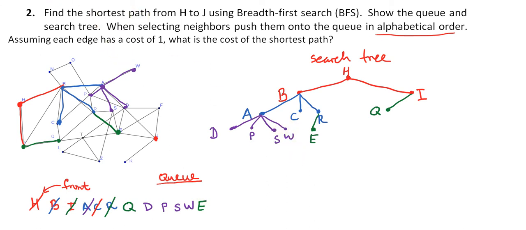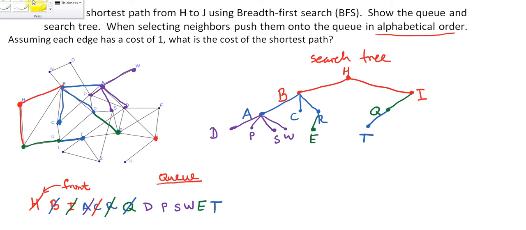Okay. After E, pop the front, which happens to be the letter Q. So that's this spot right here. And where can we really go? We've already been to C. We've already been to R. The only other place we can go to now is T. So from Q, we could go to T, and add T onto the queue. Okay.